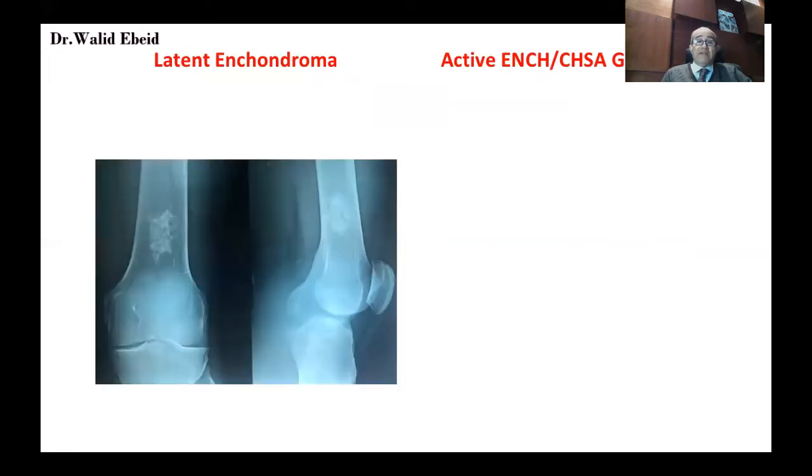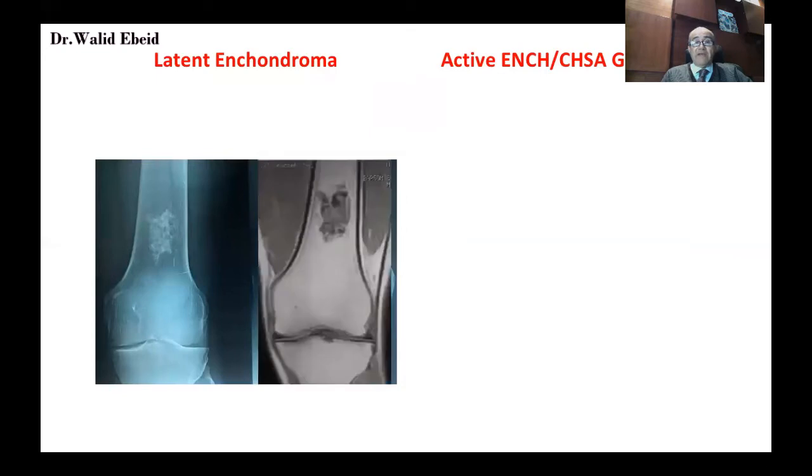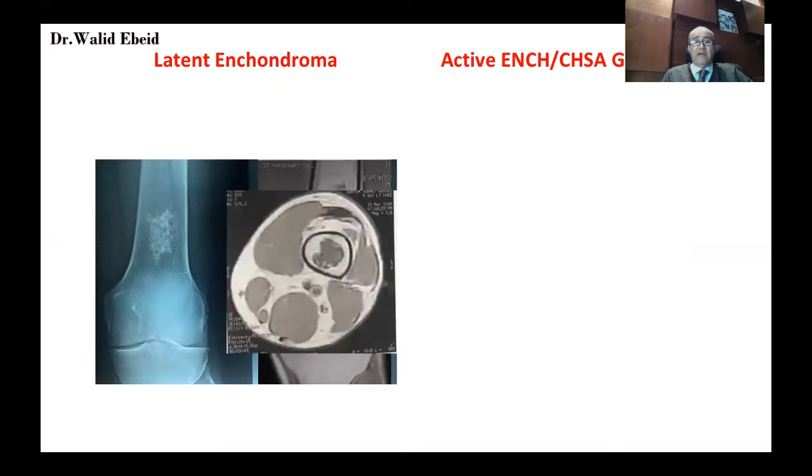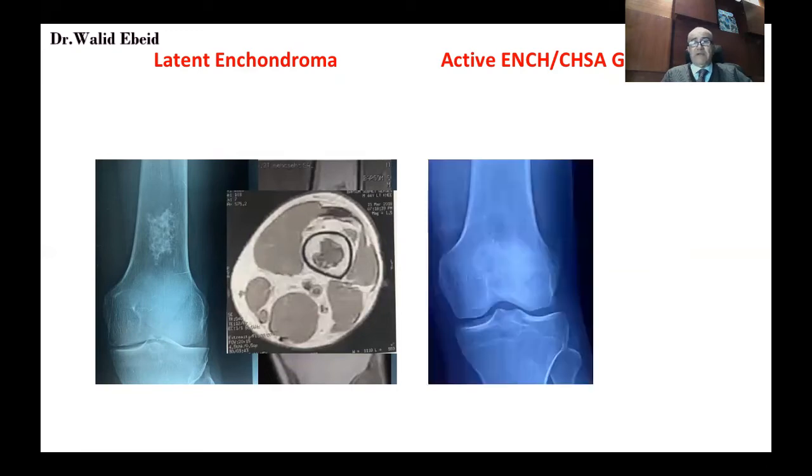So let's see some examples. This is an example of an enchondroma of the distal femur. And if you see the MRI, you'll find that the enchondroma has no contact to the cortex. So it's not causing any scalloping. A very benign latent lesion. You can see this on the axial cut as well, with no contact whatsoever to the cortex. So this is a latent enchondroma and could be safely treated conservatively.